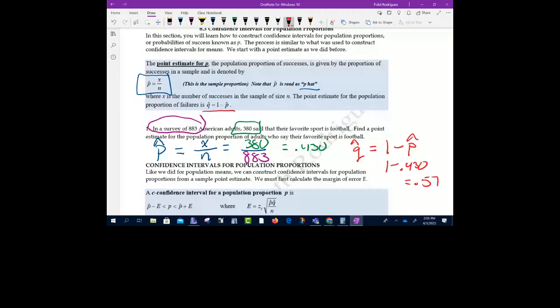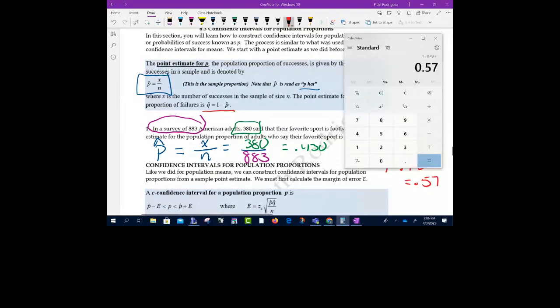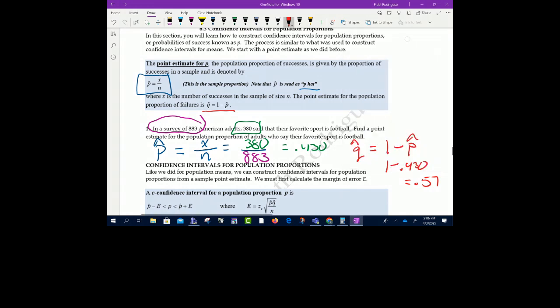The other way you can do it, not as easy. I mean, it's not necessarily difficult, but remember, we can do it like this. We surveyed 883 people, right? The number of people who said they liked football was 380. So how many didn't? 503, right? If I take 503 and divide it by 883, boom. If I round again to 3 decimal places, wouldn't it be 0.570? Yeah, it's the same thing, right? It's just another way you can go about doing it, okay?